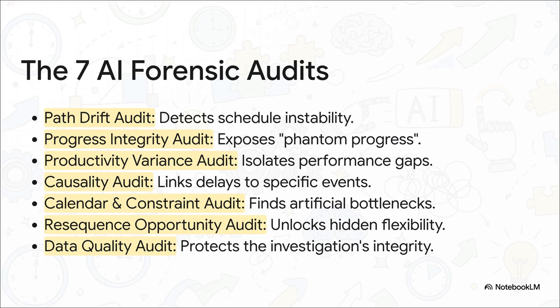The whole investigation is powered by 7 different AI forensic audits. Think of it like a detective's kit. Some of these audits are checking the integrity of your plan, sniffing out instability, or even phantom progress, where things look good on paper but aren't really moving. Others dig into performance, pinpointing productivity gaps and linking delays to the exact events that cause them. And then a final set of audits actually looks for opportunities, finding hidden bottlenecks or clever ways to resequence work. And the whole time, a data quality audit makes sure the evidence is solid.